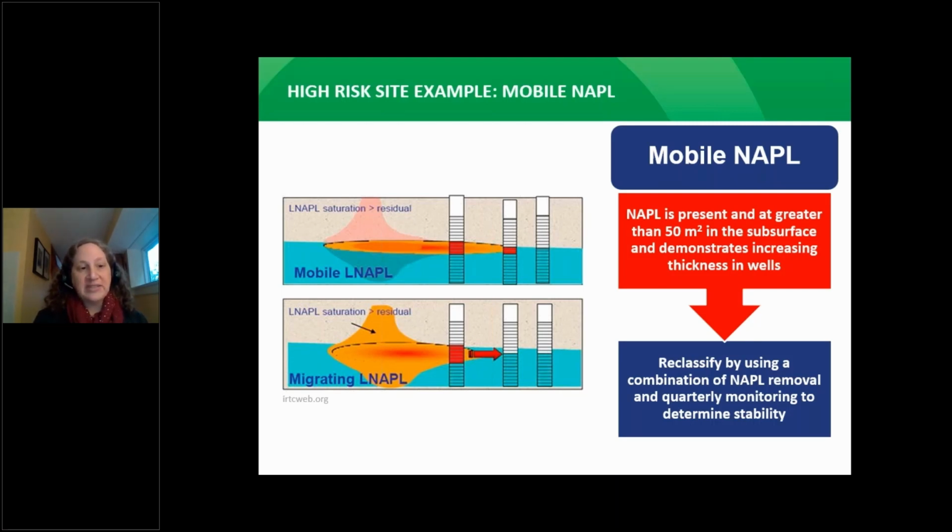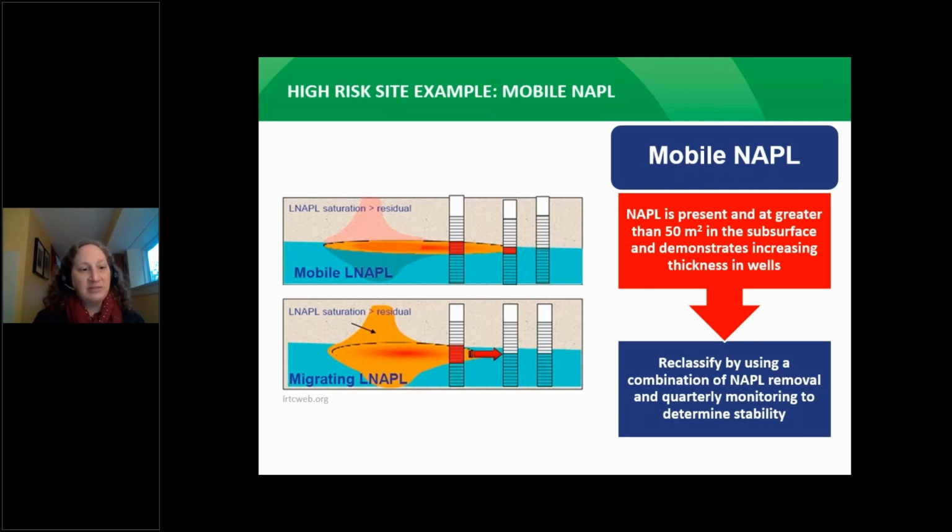Mobile NAPL sources have the potential to migrate, resulting in the NAPL body spreading or expanding laterally and vertically, and creating large groundwater contamination plumes. Generally, responsible persons can become eligible to obtain site reclassification to a non-high-risk site by demonstrating that NAPL conditions in the subsurface are stable and not migrating.